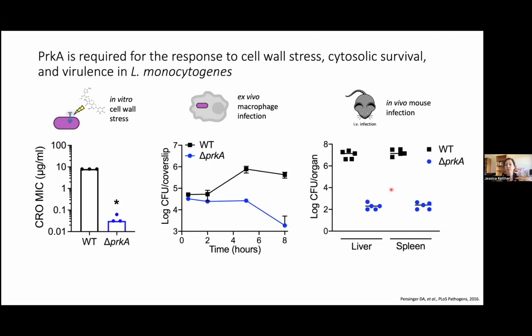And a PrkA mutant is avirulent in a mouse model of systemic listeriosis, really highlighting the essentiality of this regulator for the pathogenesis of Listeria. So when I began working on this project, I became really interested in understanding the mechanisms through which PrkA is promoting adaptation to the cytosol.